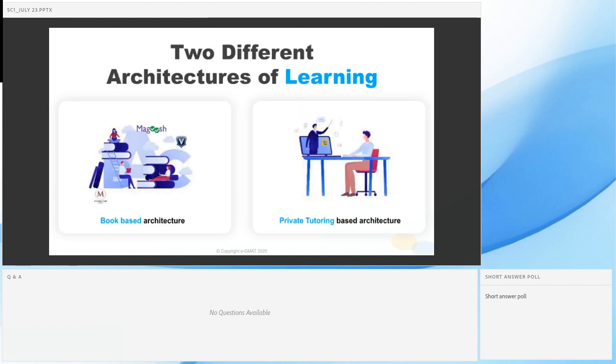Also, I would quickly like to talk about two different kinds of learning process. One is the book-based architecture and the other is the private tutoring-based architecture. Both the architectures are pretty self-explanatory. But here at e-GMAT, we have amalgamated these two and come up with our teaching method that is even more effective than these two architectures. We have proved the efficacy of our teaching method time and again. GMAT Club bears the testimony to that through all the success stories that we have delivered. You can also look them up on LinkedIn and other social media, and subscribe to the e-GMAT YouTube channel to regularly read our success stories.